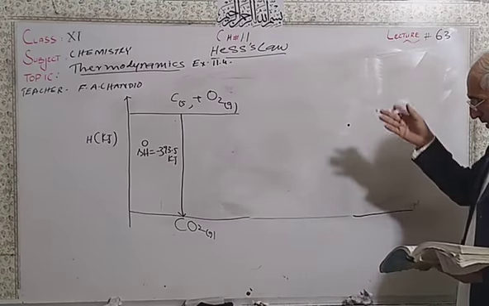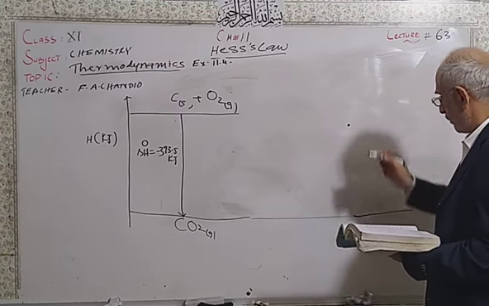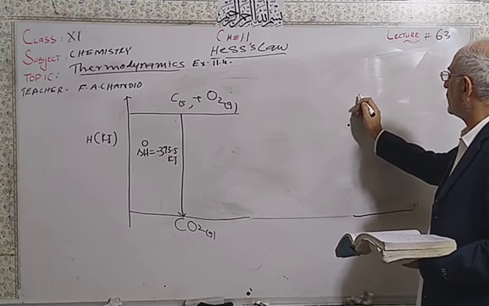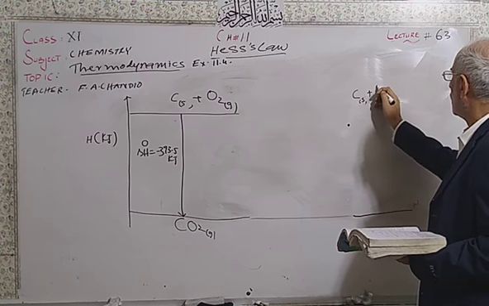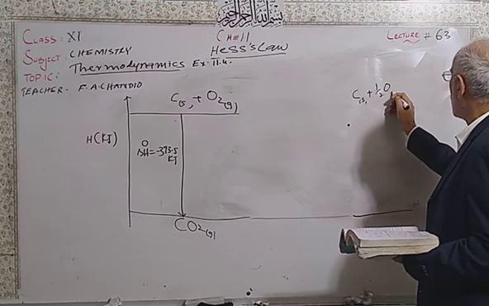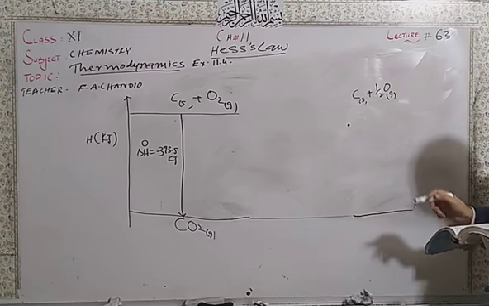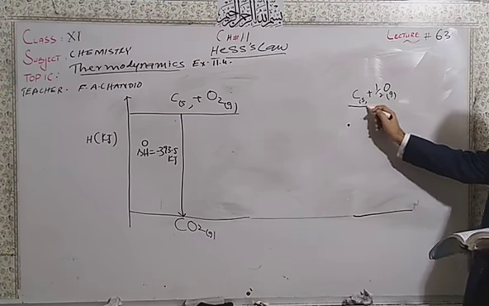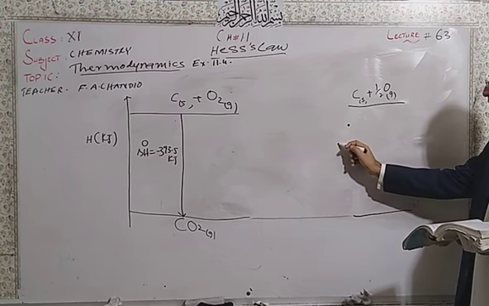Delta H. The same chemical reaction completes in more than one step. So, carbon solid, half oxygen gas. Now, this will be changed into carbon monoxide.